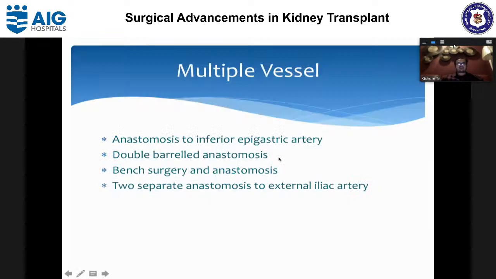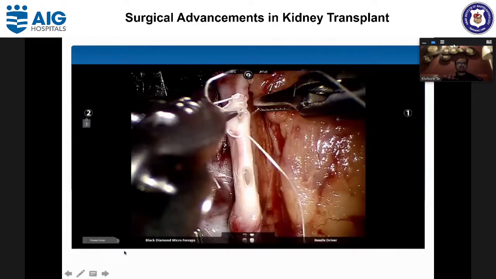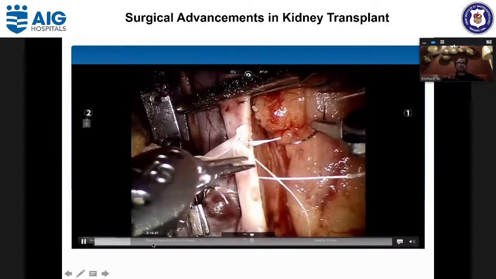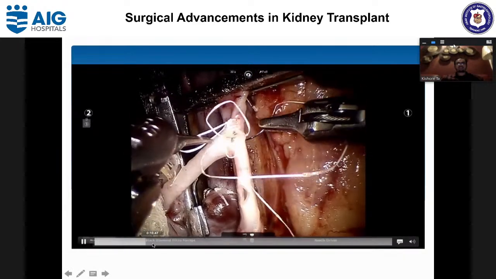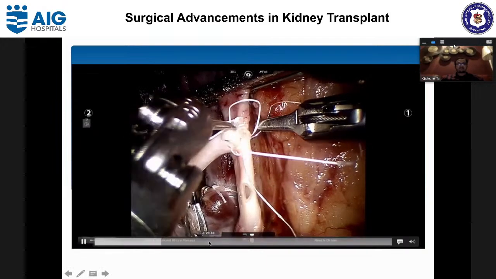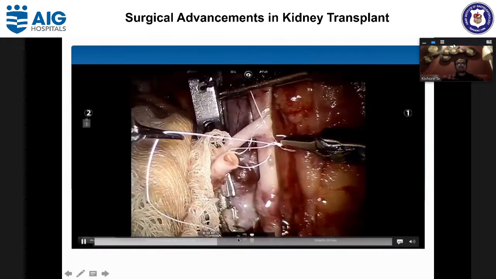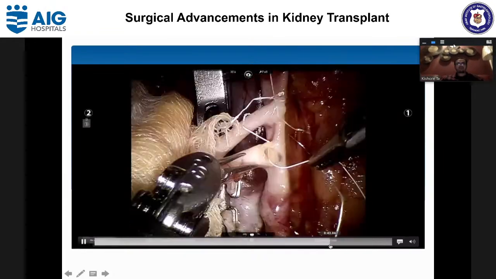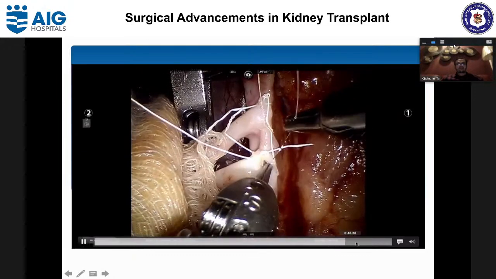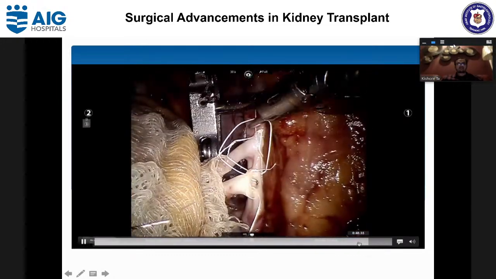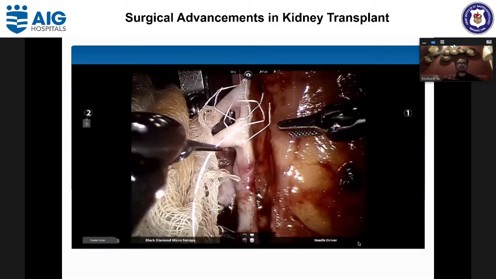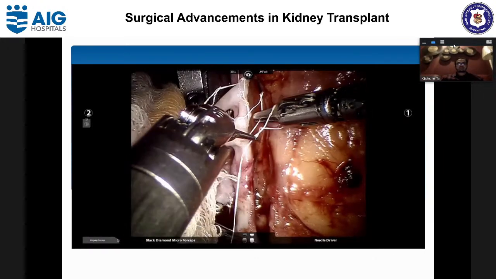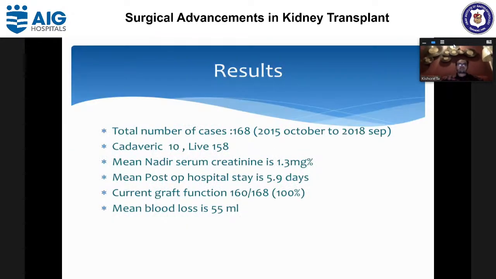And we have done all types of anastomosis across the board, but commonly we either trouser it on the bench or we do a double barrel anastomosis. This is one of those kinds. The two arteries are there, so we are suturing the first artery, and then this is the second one. And the second anastomosis is being completed. So a common technique is either double barreling or trousering on the bench, or end to side.